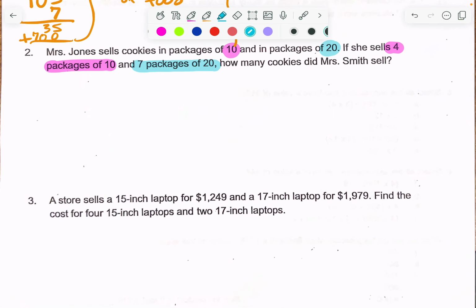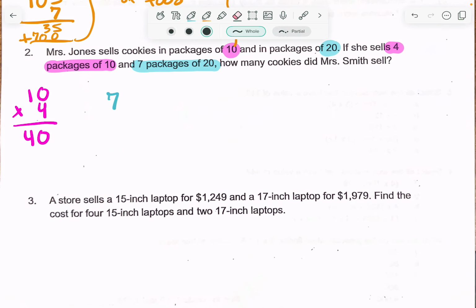So we have to find out first how many cookies she sold. So she sold 4 packages of 10. So we need to go over here. We know that 10 times 4 is 40. Then we have to figure out what 7 packages of 20 is. I'm going to go ahead and erase. I'm going to do 20 times 7. 7 times 2 is 14. Add my 0.